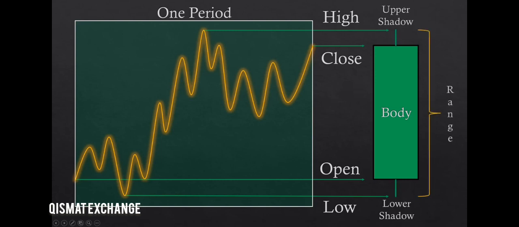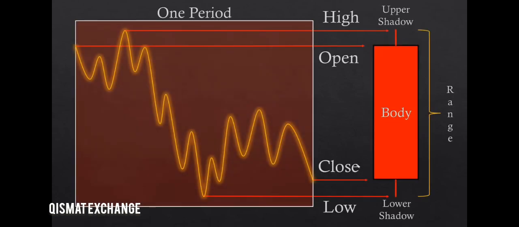The bearish candlestick works in the exact same way. The only difference is that the close is lower than the open. The wicks or shadows are formed by the distance between the open and the high and the close and the low. Notice also that this is true for all time frames.